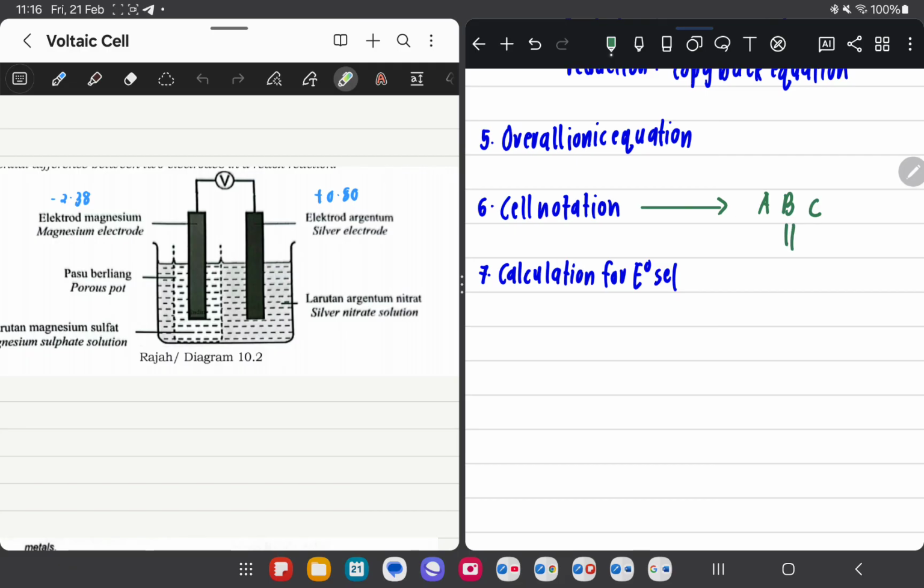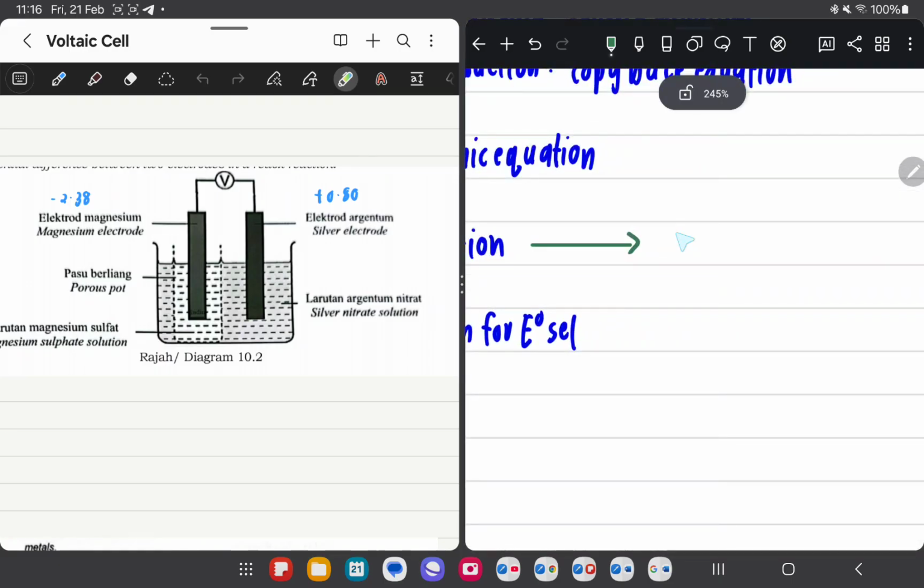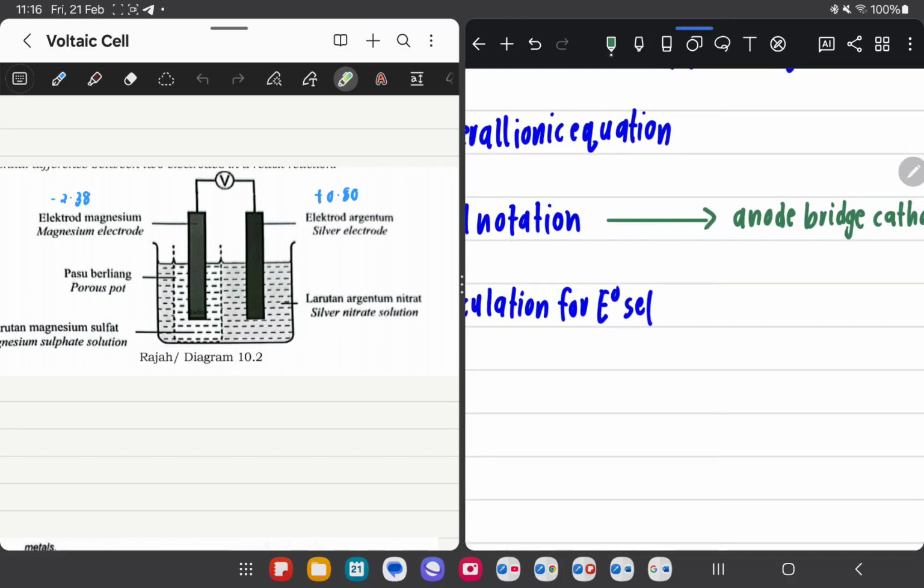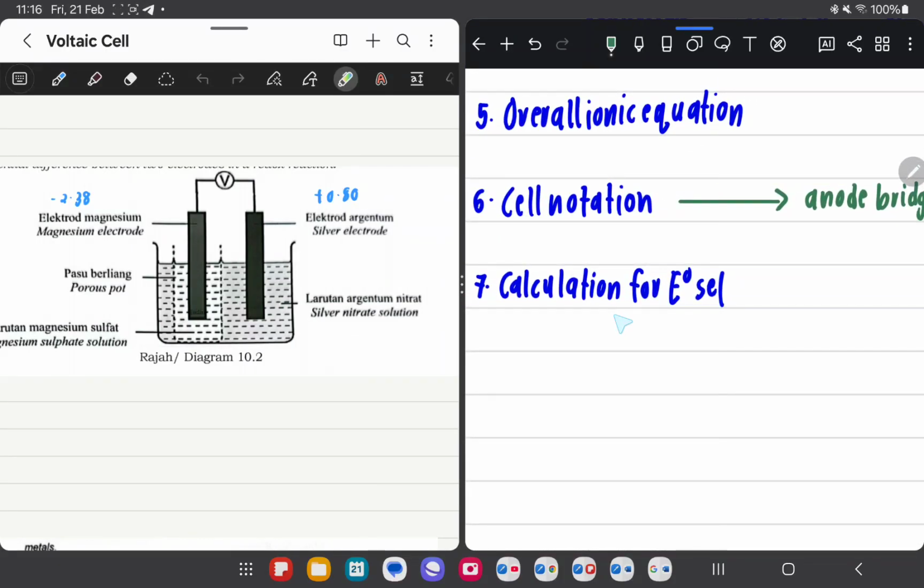B is bridge. So before the bridge, you will place your anode, and after the bridge, C, you will place your cathode. So that should be your mnemonic to remember. So I would say anode, bridge, cathode.